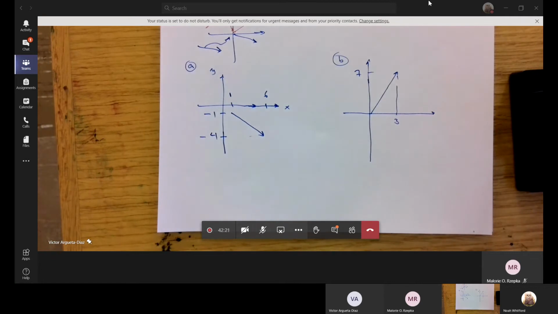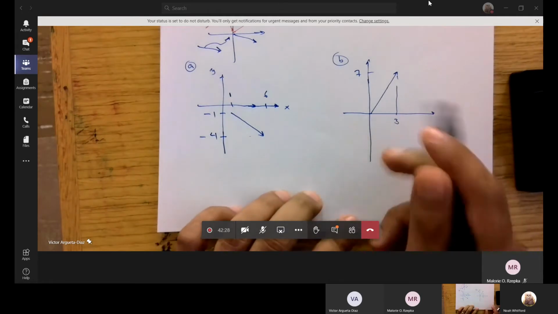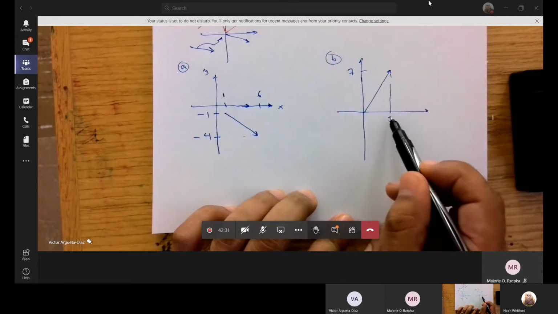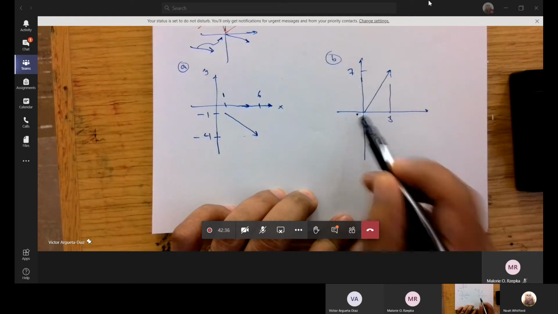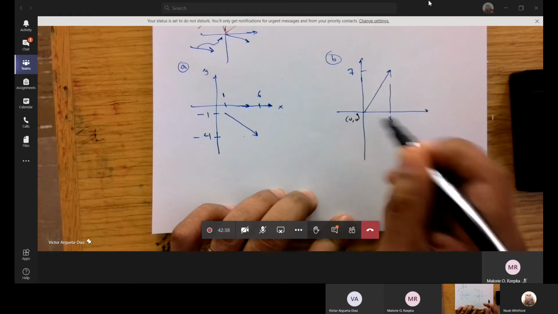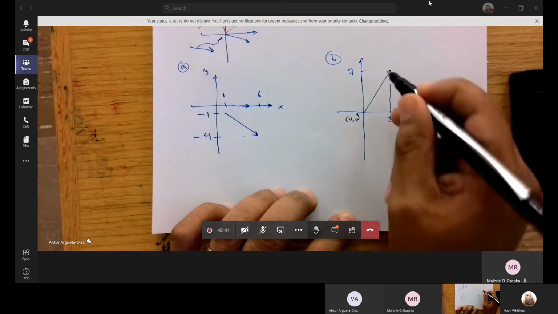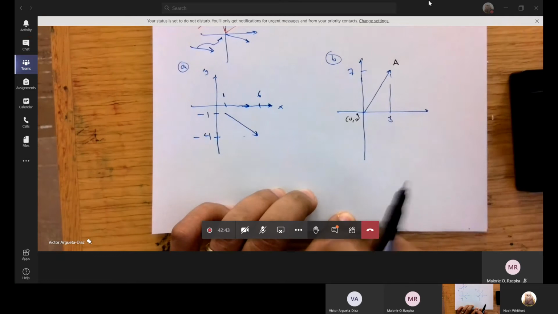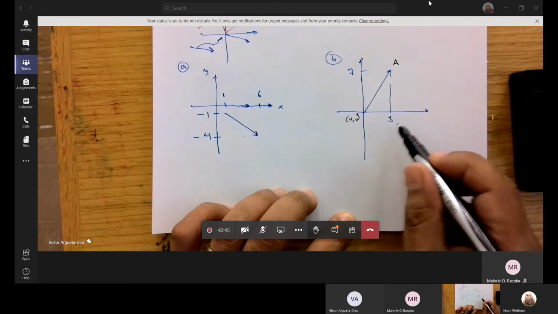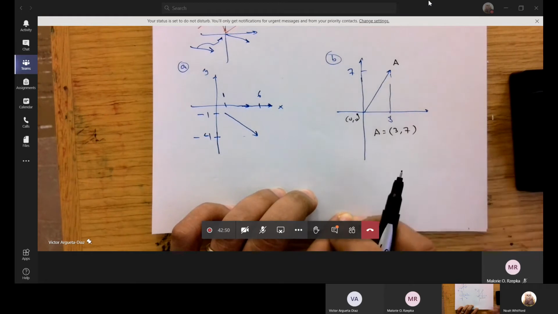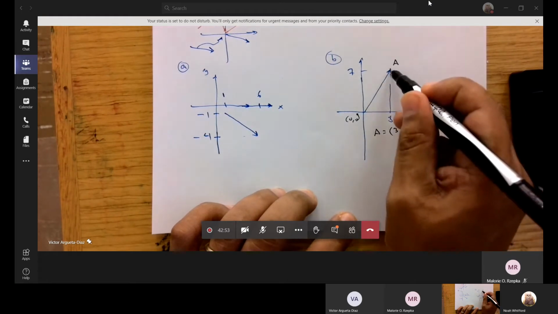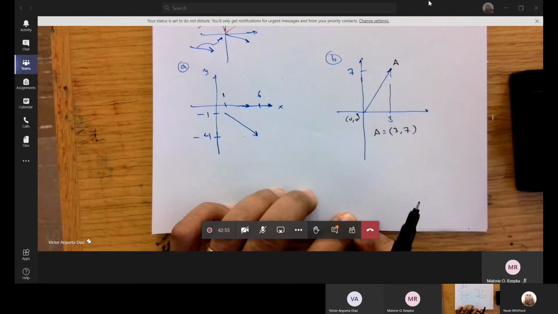Okay, I'm gonna do B really quick. So we start at the origin. If I want to calculate this vector, well, I do final position minus initial position. The initial position is gonna be 0, 0, so that simplifies a little bit of the math. I'm gonna call this vector A just because I cannot think of anything else. So this vector is gonna be 3, 7, which is just the same as the final position of that group.